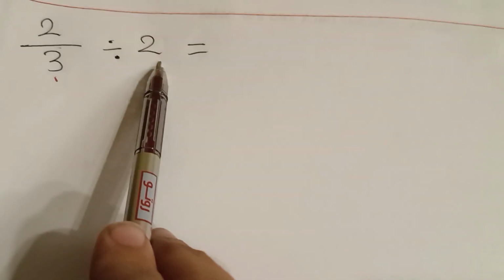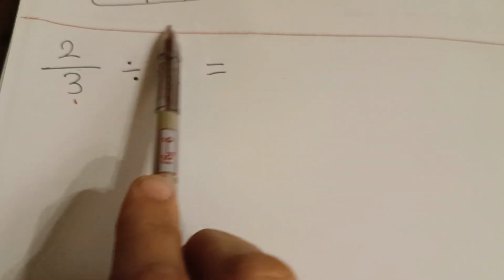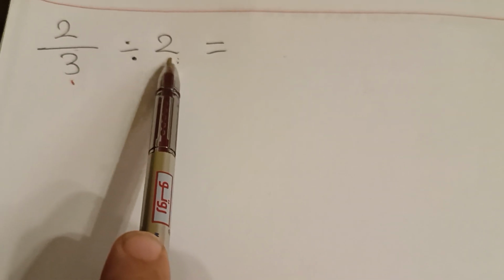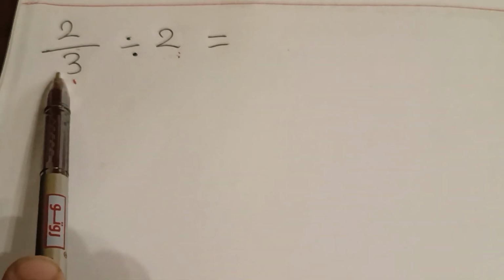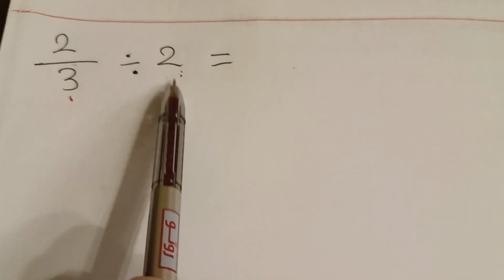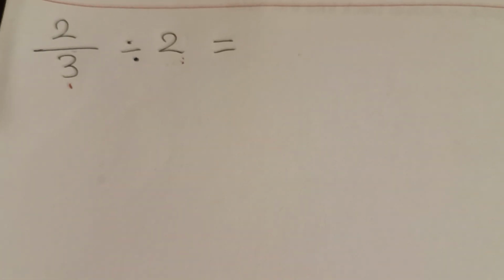2/3 divided by 2 equals what? Here I have a fraction divided by a whole. When your divisor is a whole, it means you want to know the share of each whole in this fraction. If I have a fraction and I want to distribute it among two, what is the share of each one, each friend or one whole in this fraction?